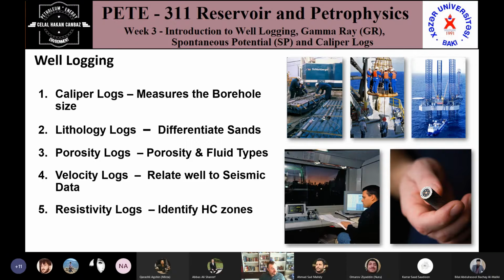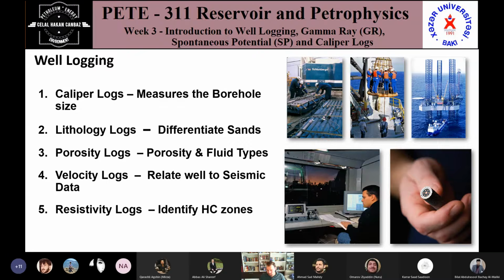The other one is lithology logs. Lithology logs are used to differentiate sands. Just keep these in your mind. We will discuss in 5-10 minutes. Differentiate sands, the type of the sands. Lithology logs.